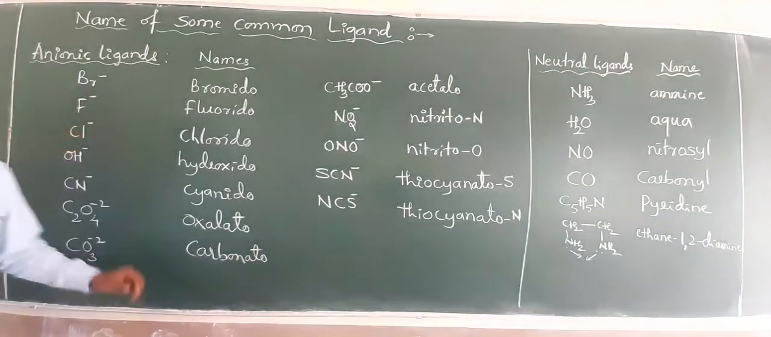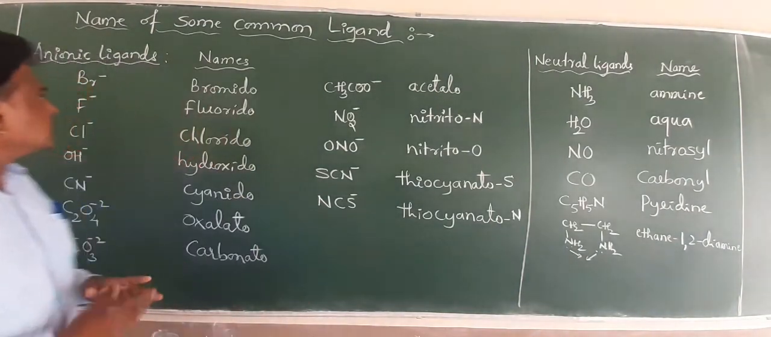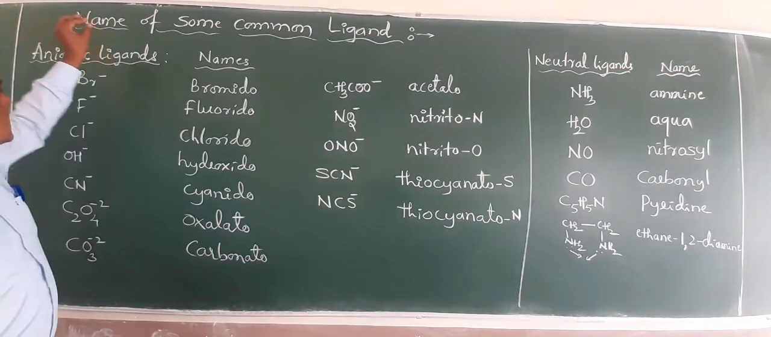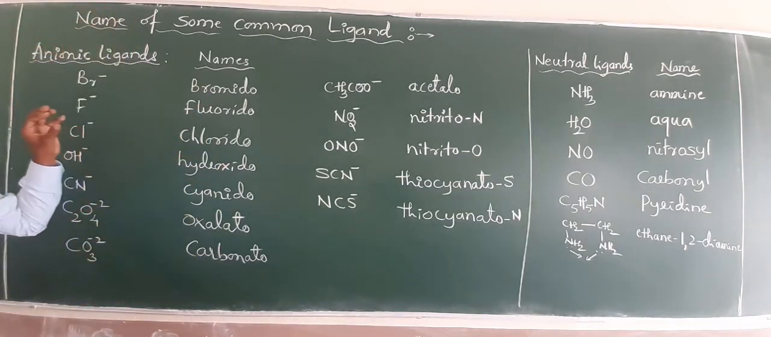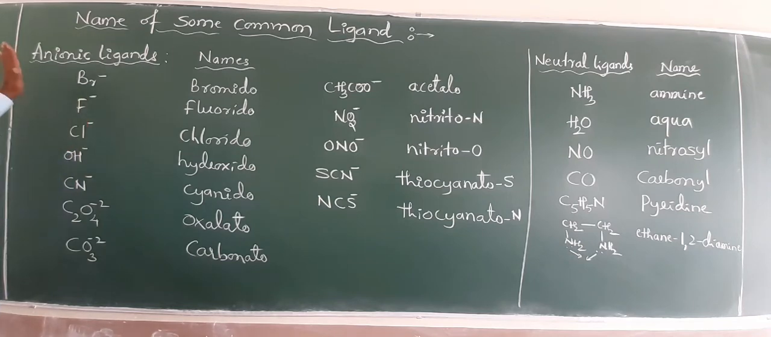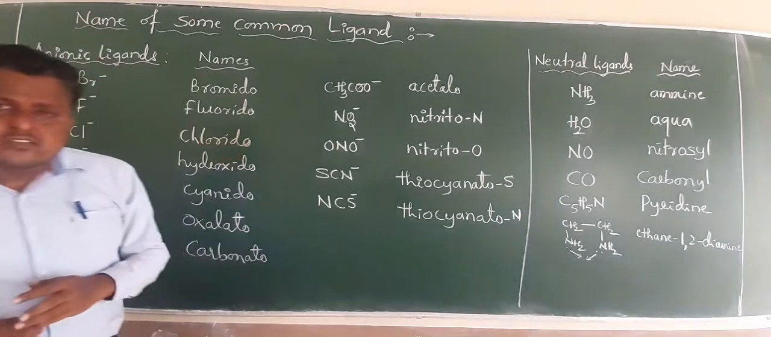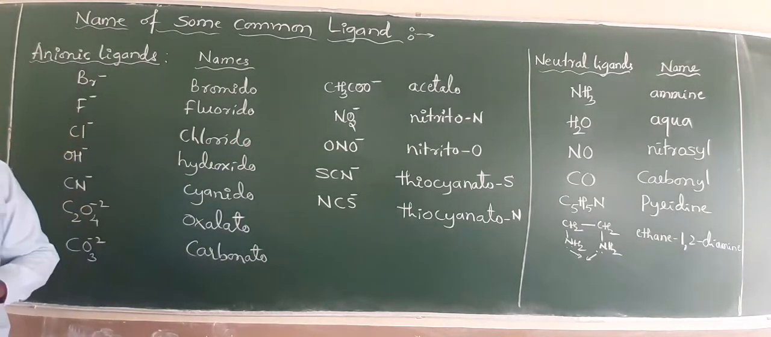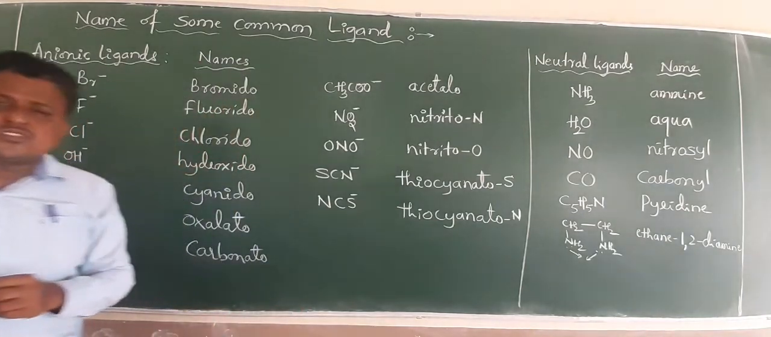Let me move on to the next part of the topic, coordination compounds. Dear friends, today we have to learn some concepts: the names of ligands and their chemical composition. We know there are three types of ligands: cationic ligands, anionic ligands, and neutral ligands. In the last class, for the cationic ligands, we saw that there are very few examples.